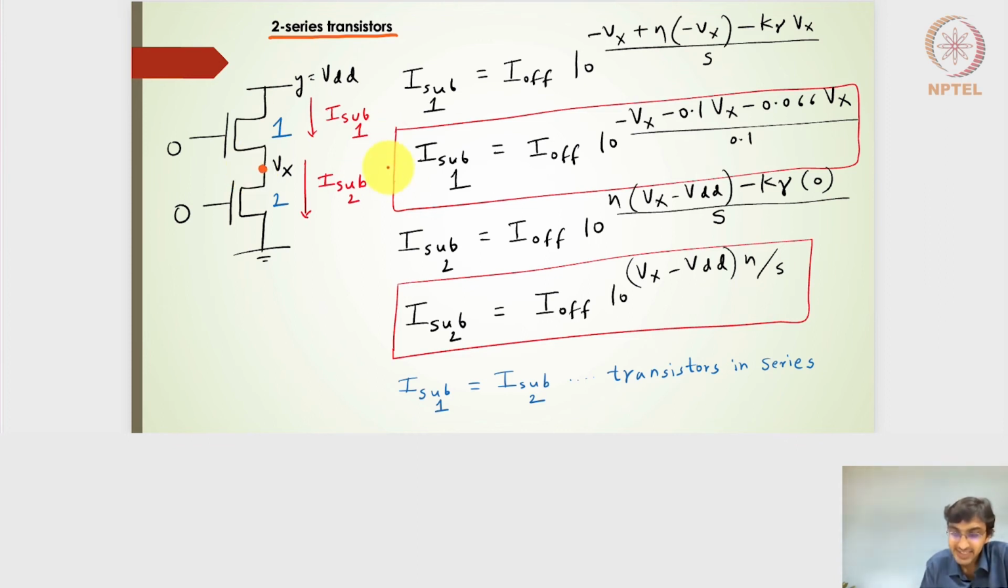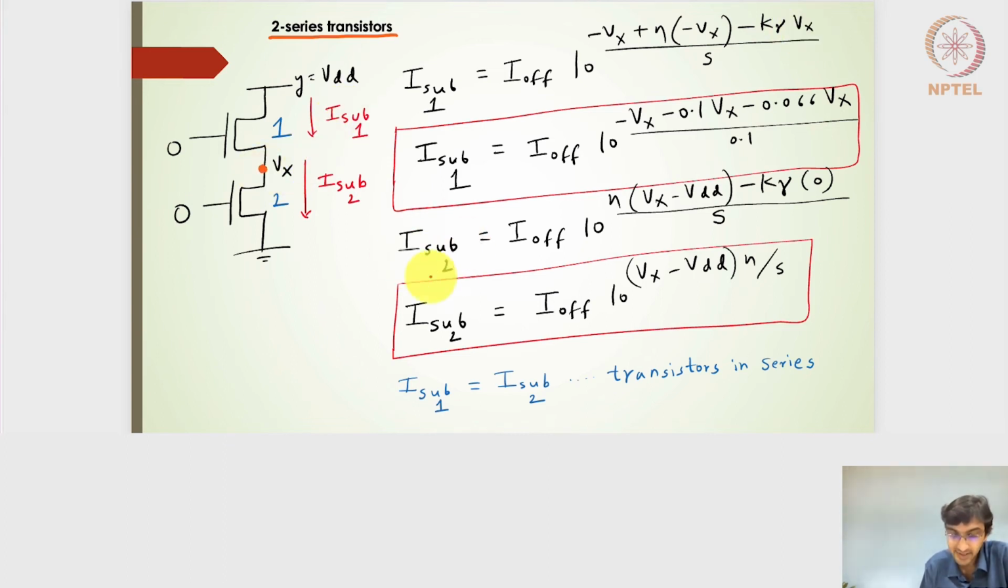Now to express the subthreshold leakage current for transistor 1 and for transistor 2, I will use this approximate equation where VGS for transistor 1 is nothing but minus Vx. VDS for transistor 1 is VDD minus Vx. So this term of VDS minus VDD will turn out to be minus of Vx. And VSB turns out to be, the source is Vx and the body is connected to the ground, so we will have it as Vx.